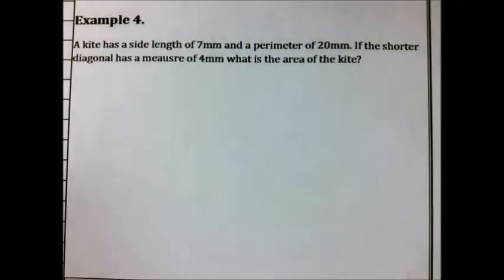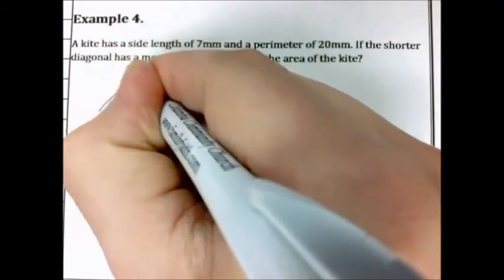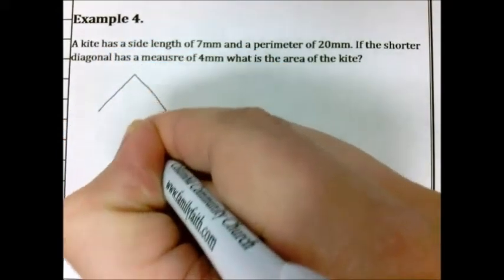Alright, example 4 says a kite has a side length of 7 millimeters and a perimeter of 20 millimeters. If the shorter diagonal has a measure of 4 millimeters, what is the area of the kite? Okay, so the first thing we want to do is we want to draw this whole thing out.